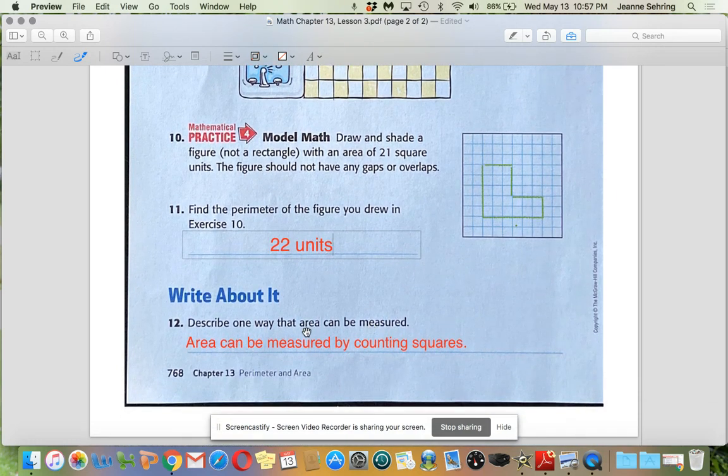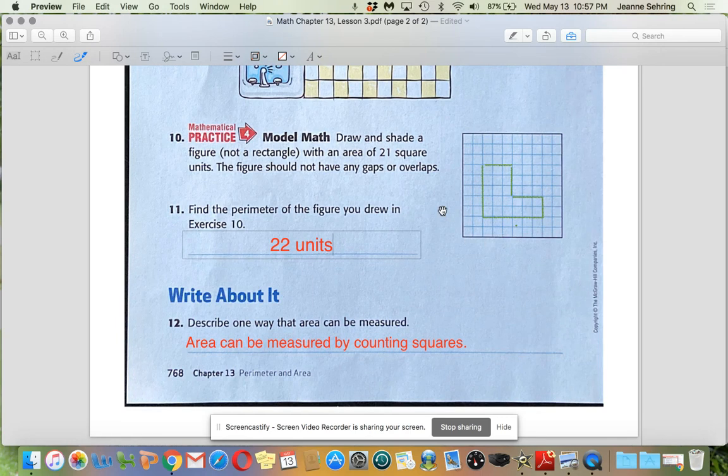Describe one way that area can be measured. Well, area can be measured by counting squares. Square units, tiles, call it what you want, but you're just counting these squares. And when you count them all up, that's your area. The area is what is inside of the perimeter, like a tile floor. Perimeter is like a fence. Area is like a tile floor.